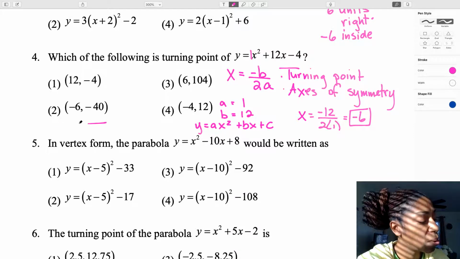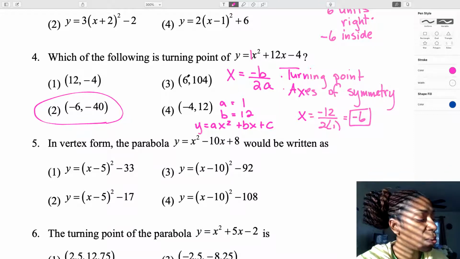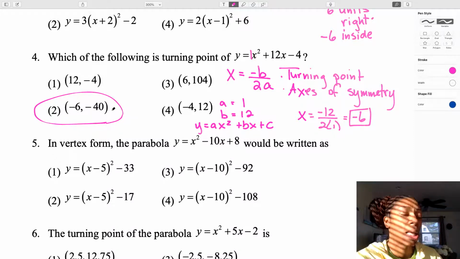Because it's multiple choice, I don't have to go any further. I know that negative 6 is my x value, and that's the only one that has x equals negative 6. And if I substitute negative 6 back into this equation, and I do negative 6 squared plus 12 times negative 6 minus 4, I will get negative 40. So that would be my turning point on my vertex.